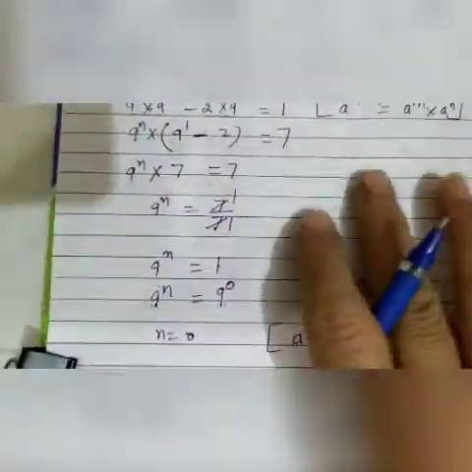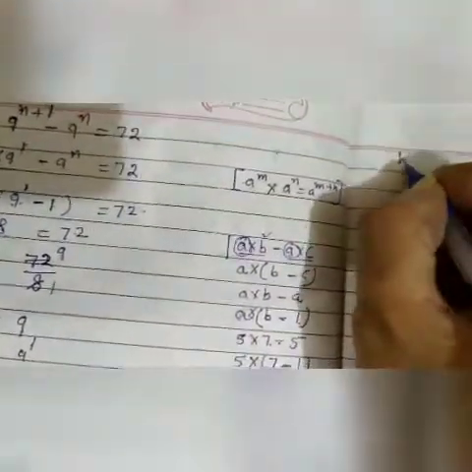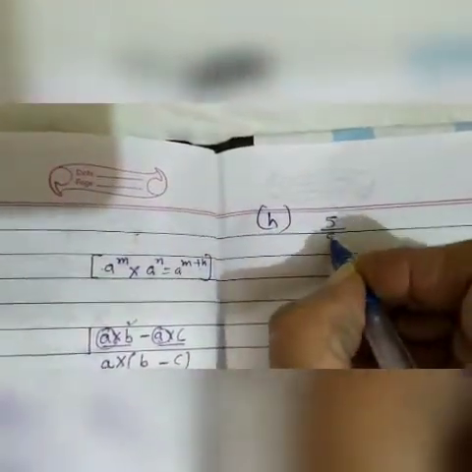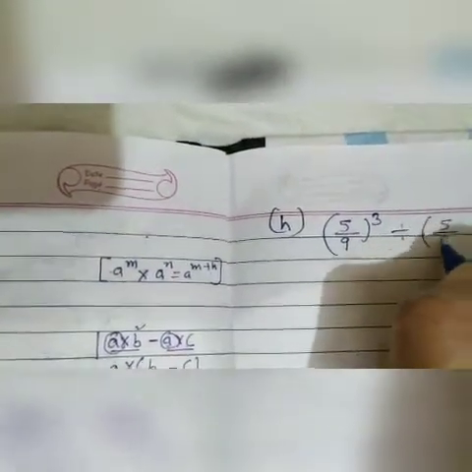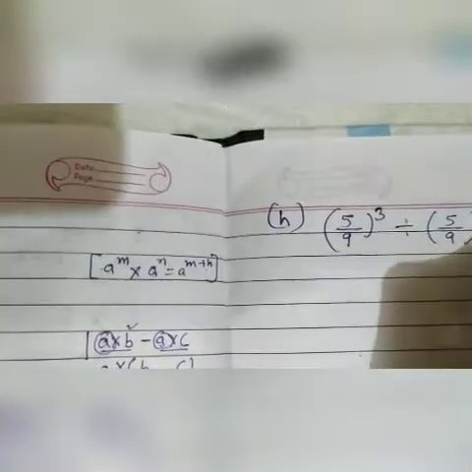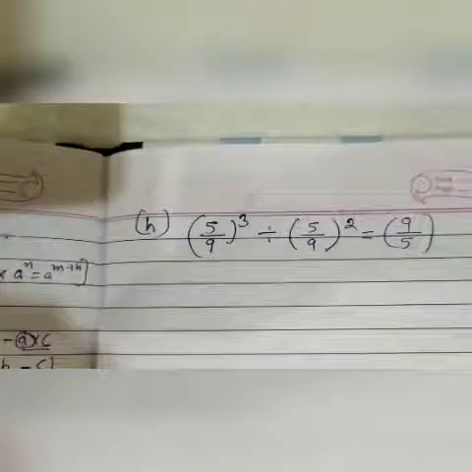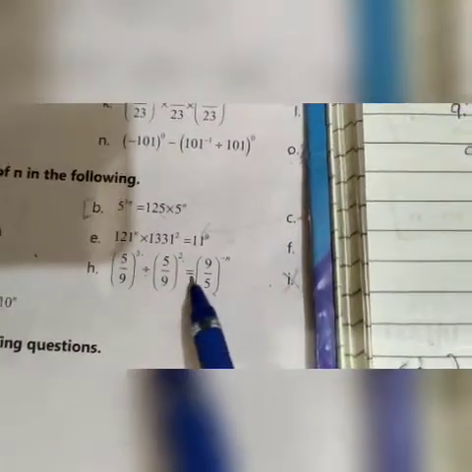Clear? Now come to its part H. H is (5/9)^3 divided by (5/9)^2 is equal to (9/5)^(-n). This one. H part: (5/9)^3 divided by (5/9)^2 equals (9/5)^(-n).